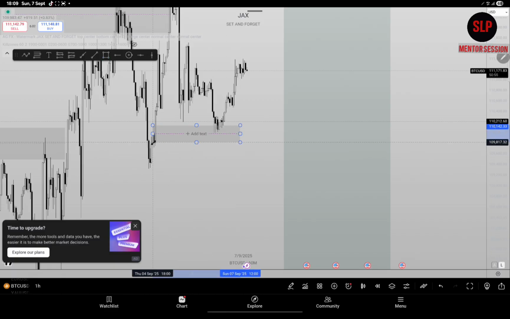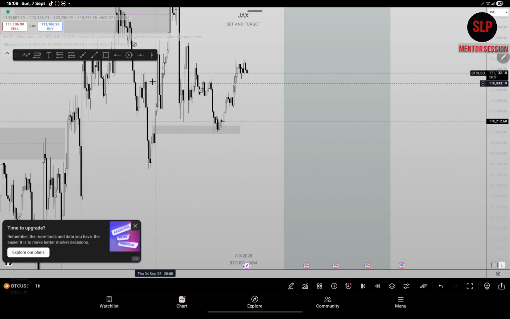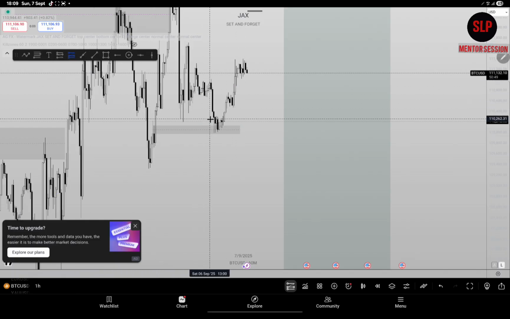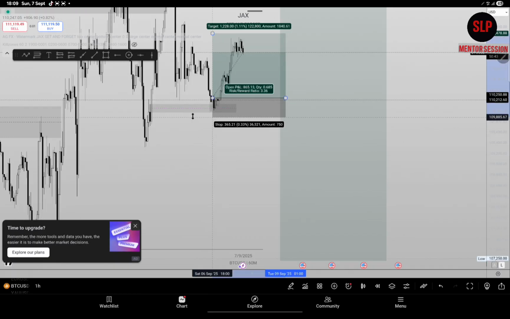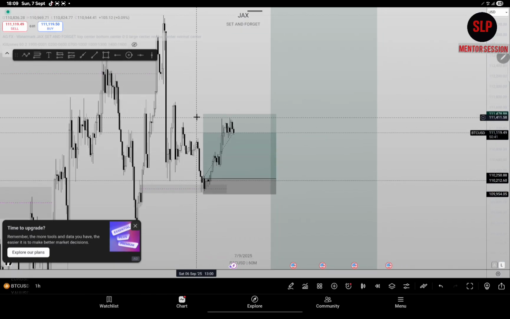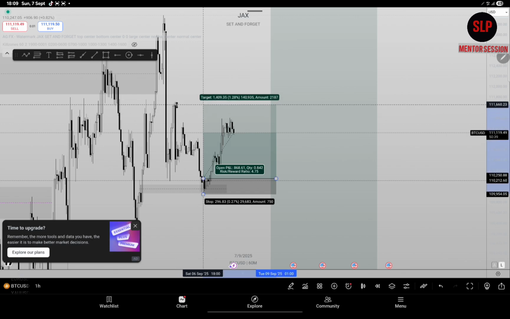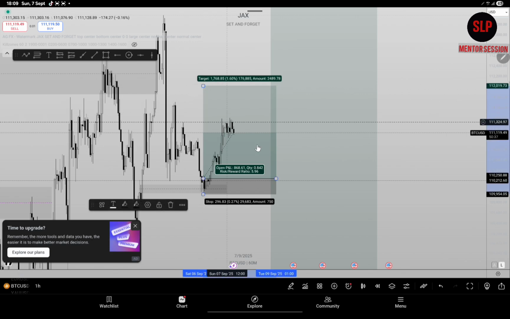But I didn't enter. I waited for price to mitigate, lower time frame confirmation, other stuff. So I think I entered from right here. I'm currently on this trade on my live account, and I'm not going to target here. I'm actually targeting right here.